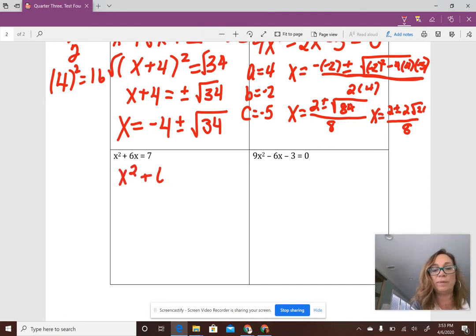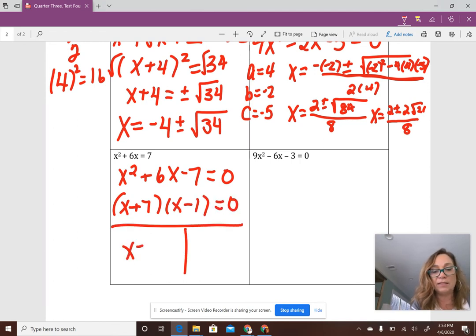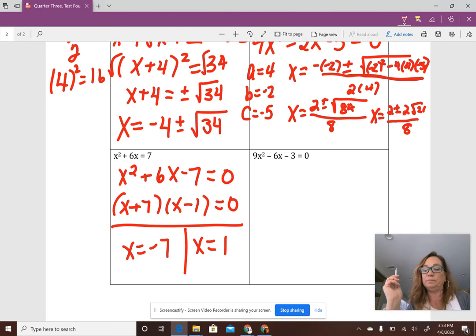Okay, so x squared plus 6x minus 7 equals 0. This is factorable. It's x plus 7 and x minus 1. Okay, so I get x equals negative 7 and x equals 1. Again, you can always substitute.